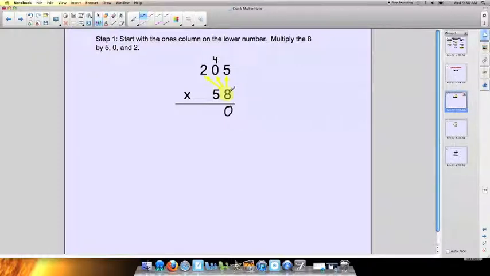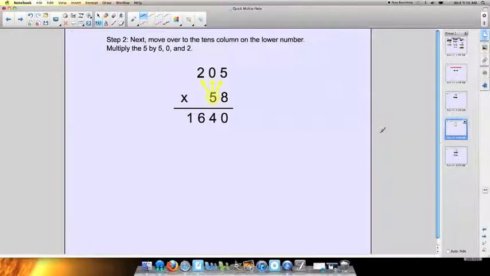In this case, I'm multiplying 8 times 0 next. 8 times 0 is 0, and then I add that 4 back in. So 0 plus 4 is 4, and that goes right down here. Then I'm going to multiply the 8 by the 2. That's 16. Because there's no number over here in the thousands column, I can just write the number 16 right here. So far, what I've done is I multiplied the ones column in 58. I basically did 8 times 205, which is 1,640.